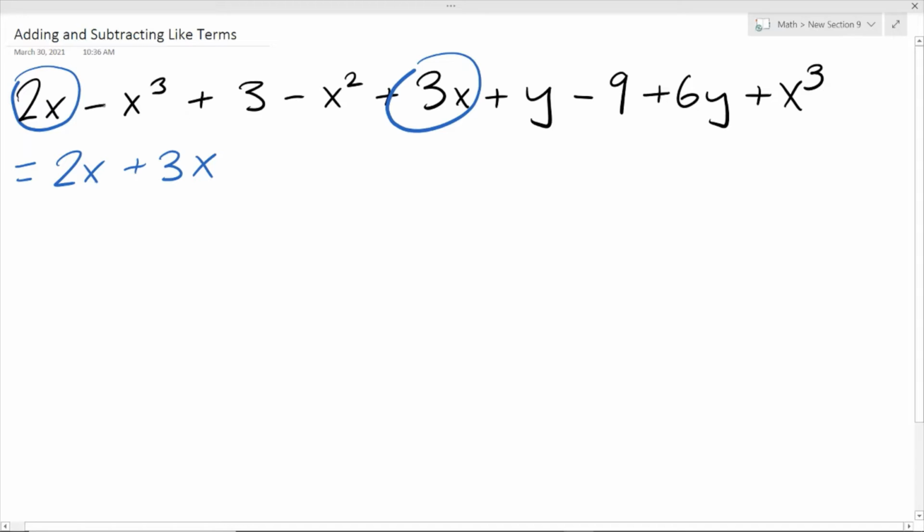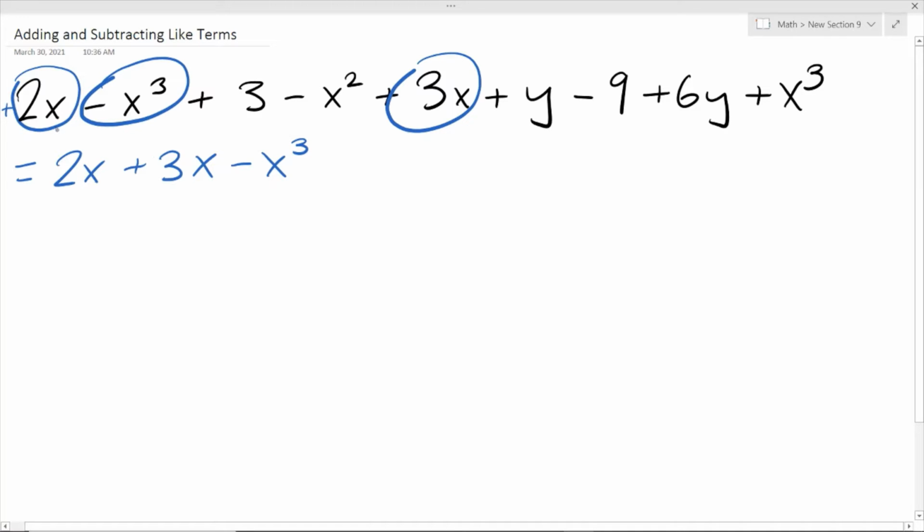Okay, next step, let's look at negative x cubed. So let's combine this, okay? Remember the sign in front of it, the negative, we must write that. Think of each term with a sign in front of it. So for 2x, there is an invisible plus sign in front of it. So here, there's also an invisible plus sign. But usually mathematicians don't write that.